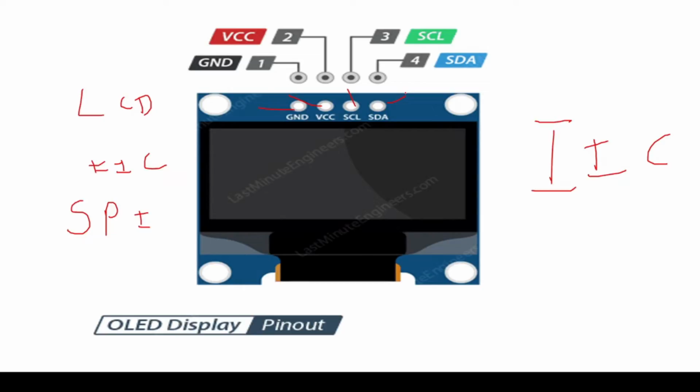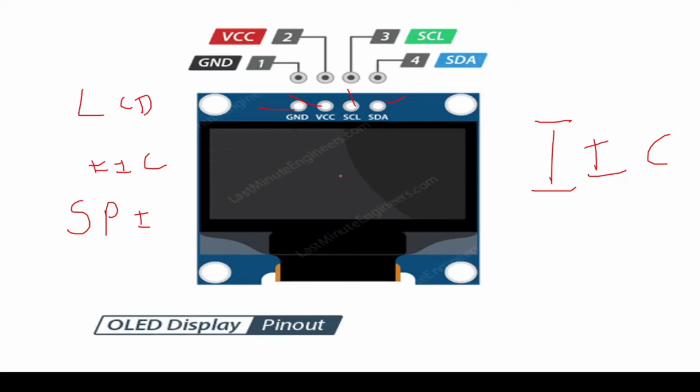There is no difference in the working, whether IIC or SPI; both work in the same way. But IIC has fewer pins, so you will have fewer connections. When you come to SPI, you may have more connections, but there is no problem with either IIC or SPI. You can use any one, but today in our tutorial we are using the IIC protocol, right?